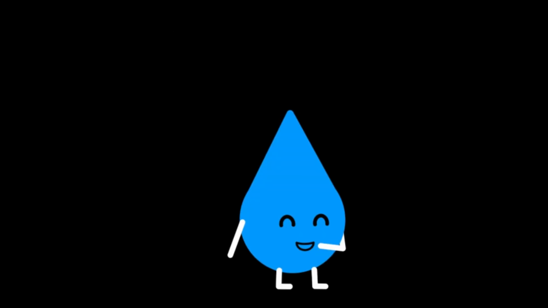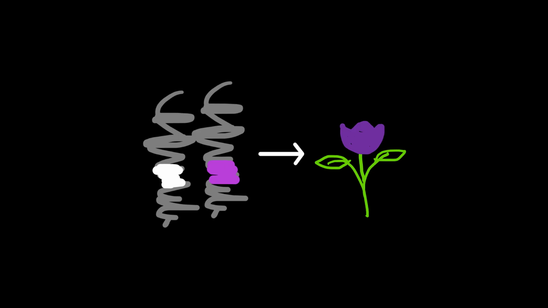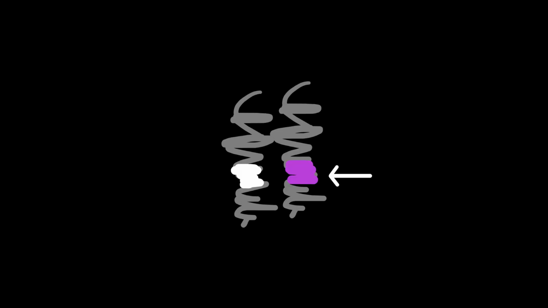Huh? This is because the purple allele masks the white allele. When both are present, the purple trait is expressed. We call this allele that takes over the dominant allele and the other one the recessive allele.